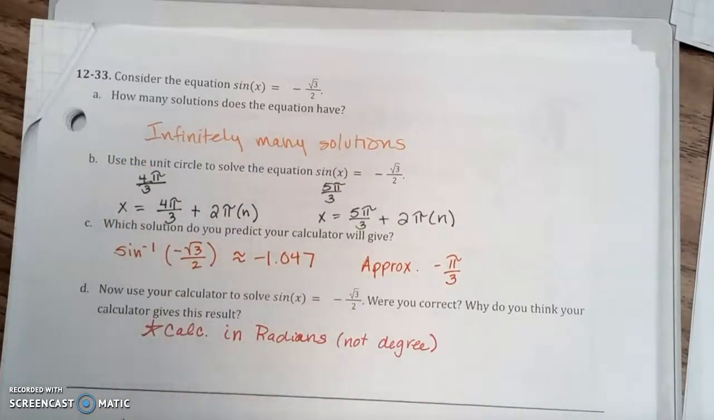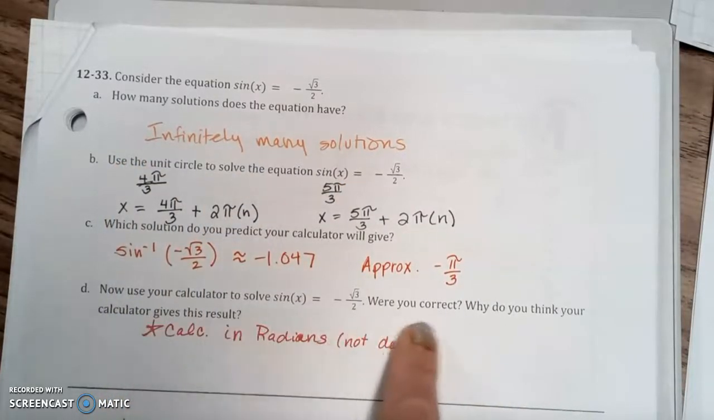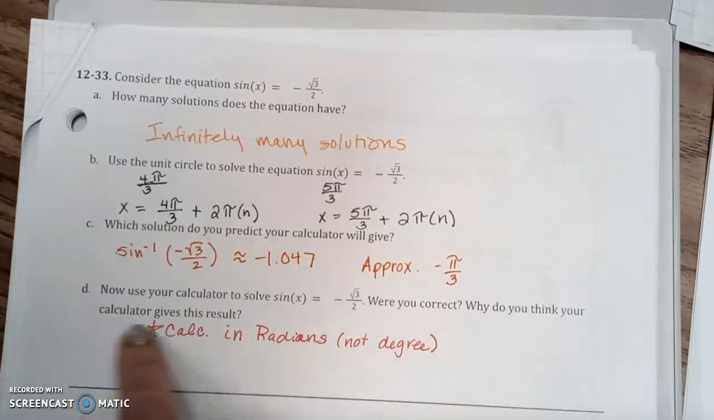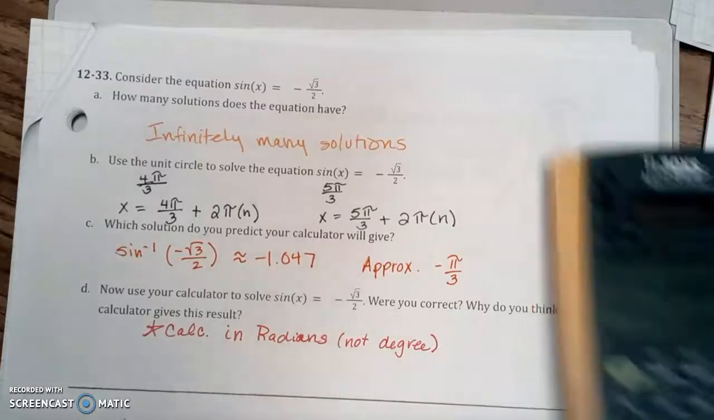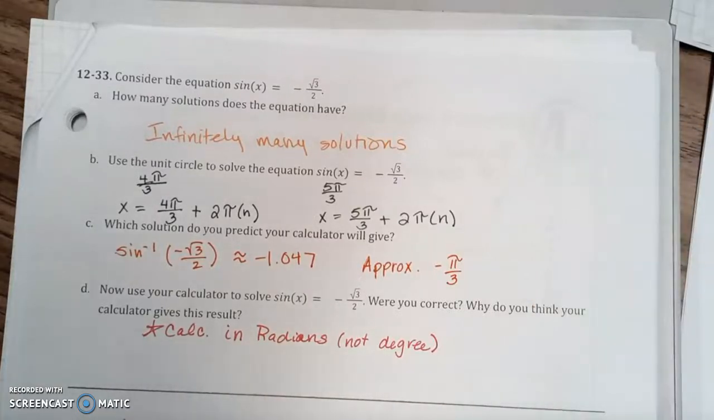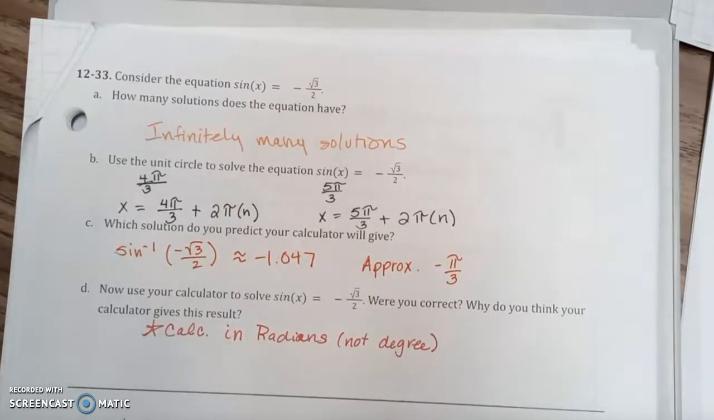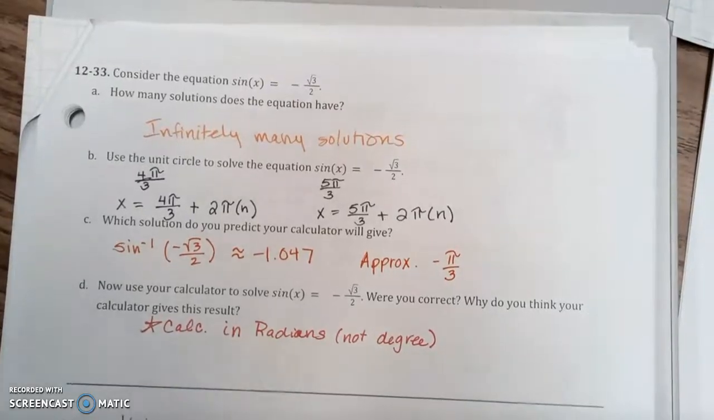So it says, use your calculator. Were you correct? Why do you think your calculator gives this result? Because it's calculating it in radians, not degrees. If you're in degree mode, it's going to give you an angle measure and tell you where it's at, to look at how many degrees you would need to look at on your unit circle as well.